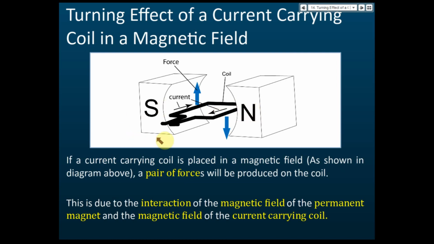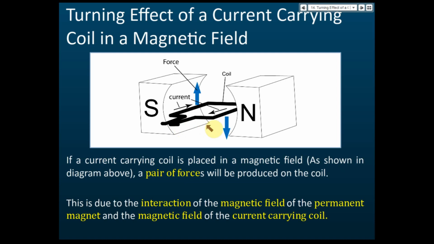Okay, and then there's a current carrying coil. Current carrying coil means that this coil is connected to this electric source. The electric source may be batteries or a dynamo. So there's a current flow into the coil, go into the coil and then flow out.